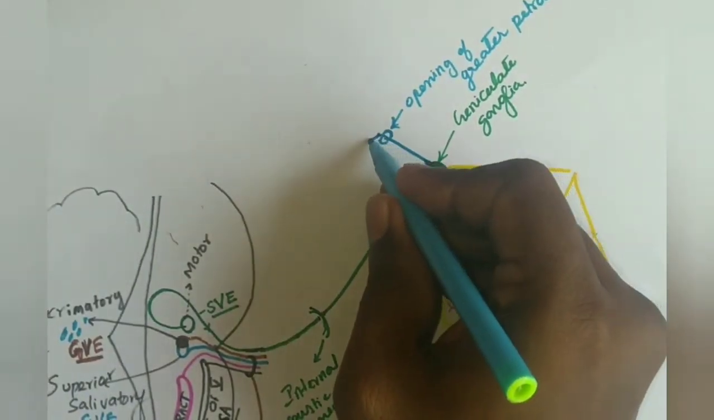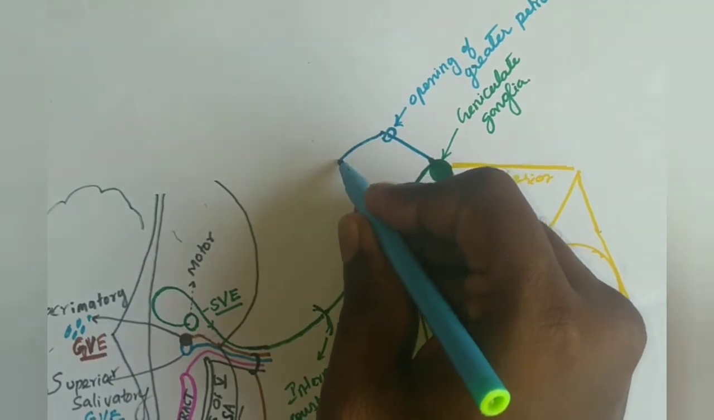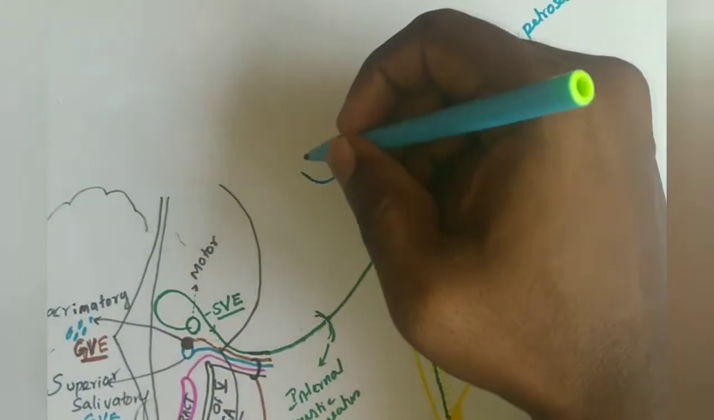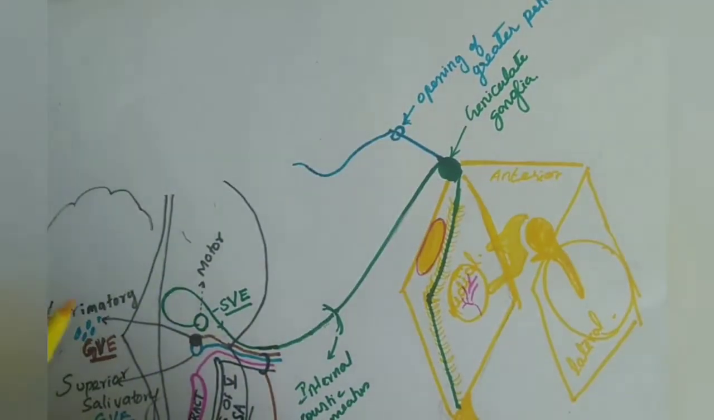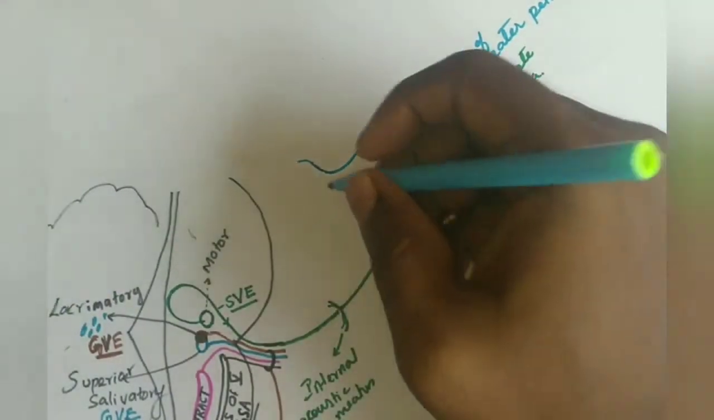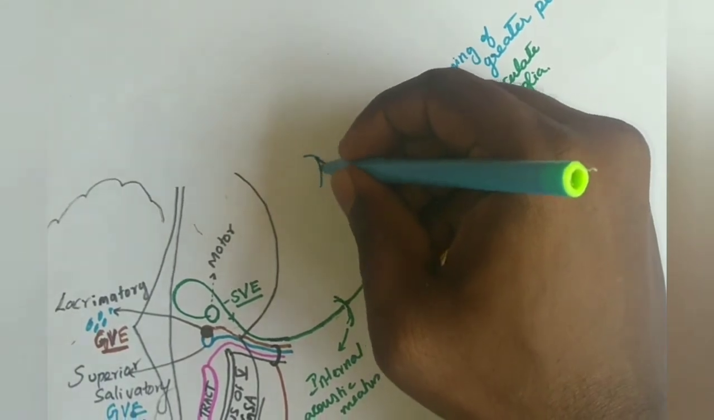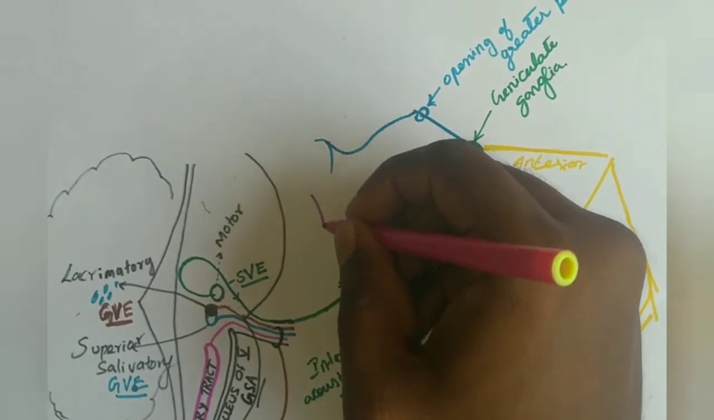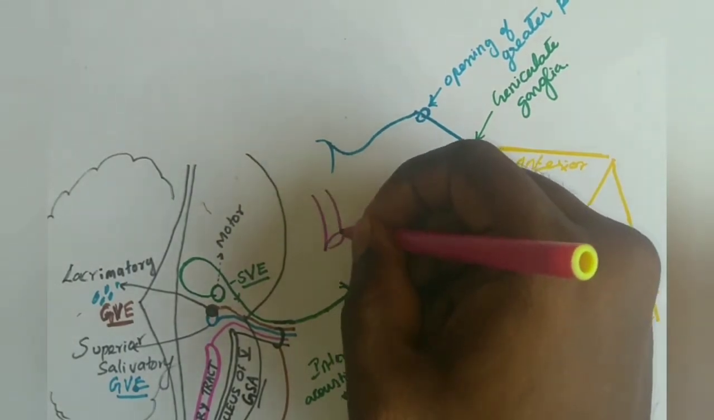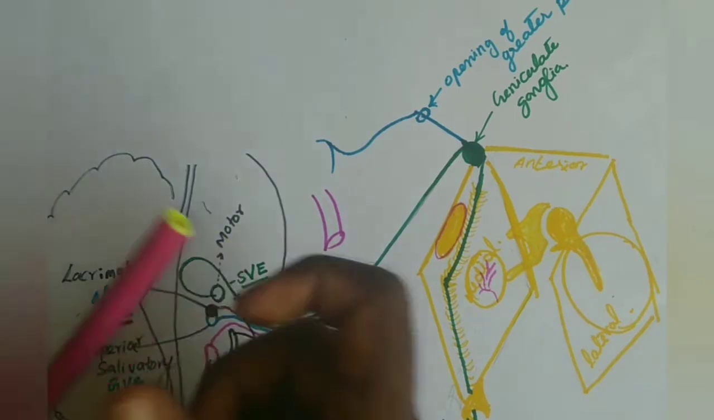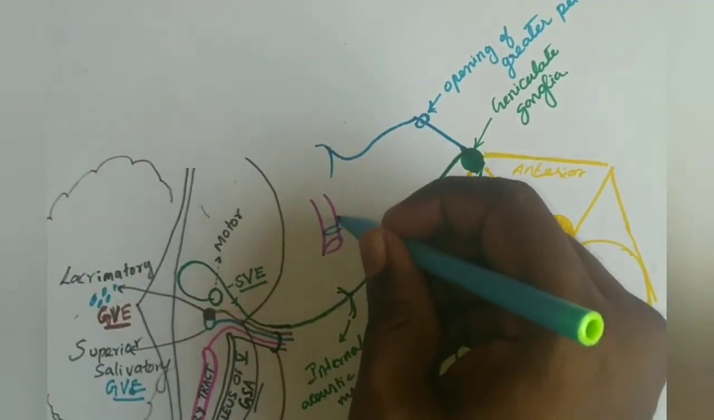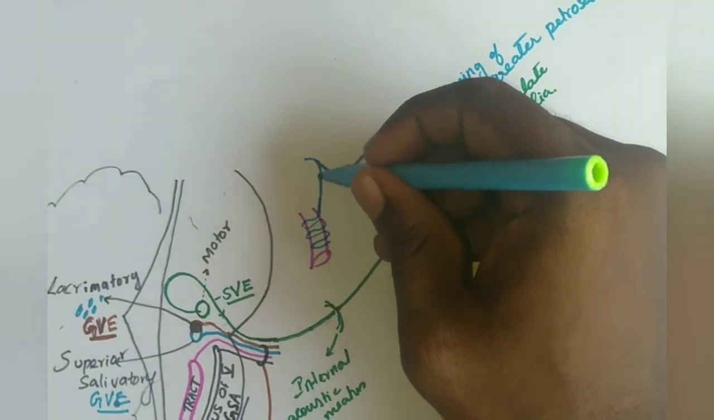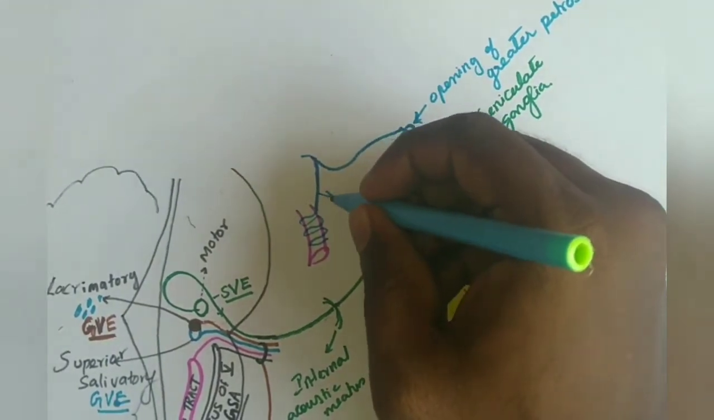Then it passes along the groove for the greater petrosal nerve. Then it is related posterior to the trigeminal ganglia. Here it is joined by the deep petrosal nerve. This is the internal carotid artery which will be there in the cranial fossa, and the plexus will be found around the internal carotid artery. From there, the deep petrosal nerve. This is the deep petrosal nerve.